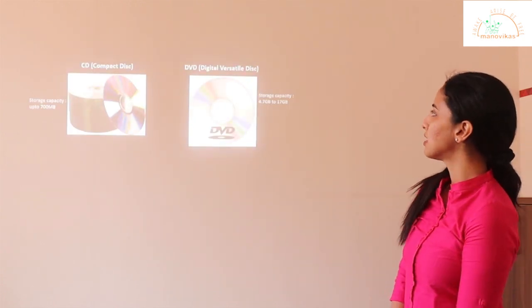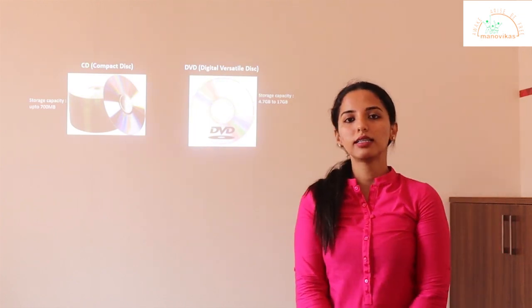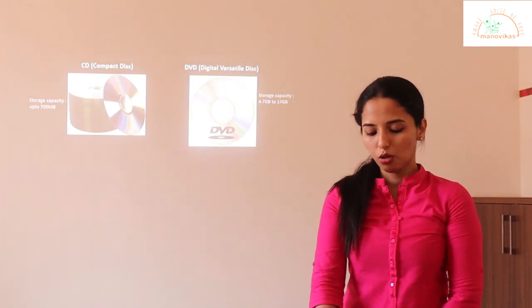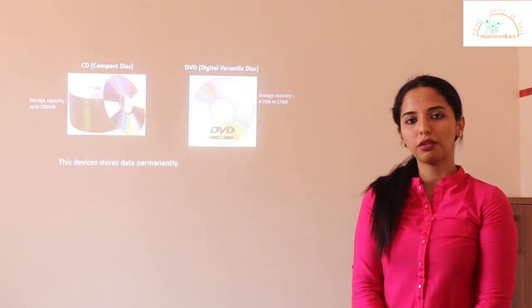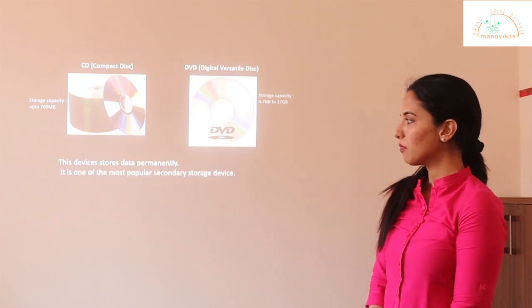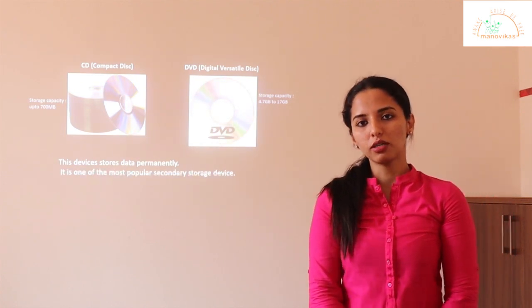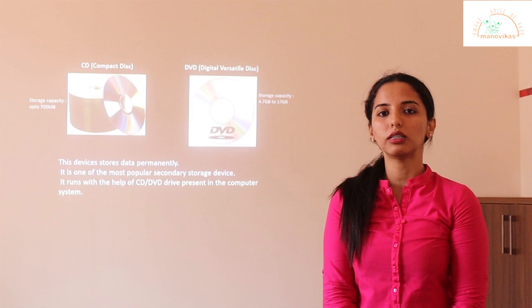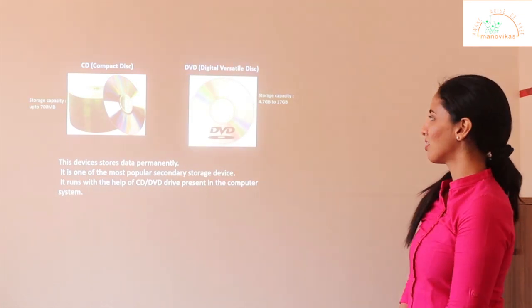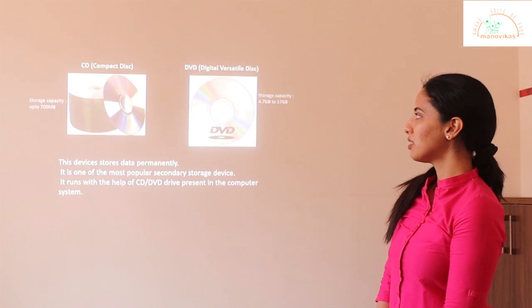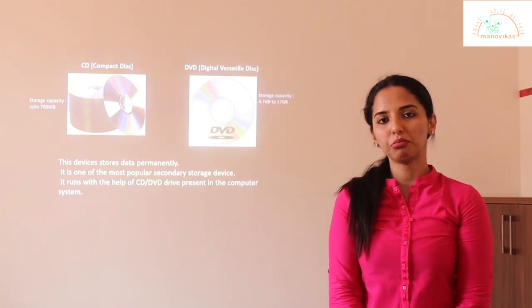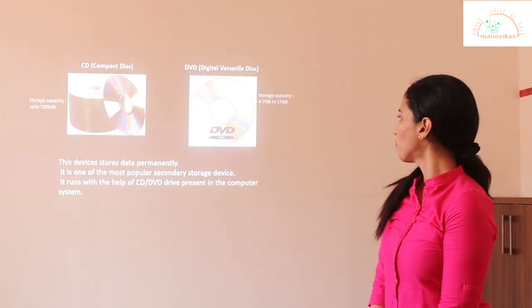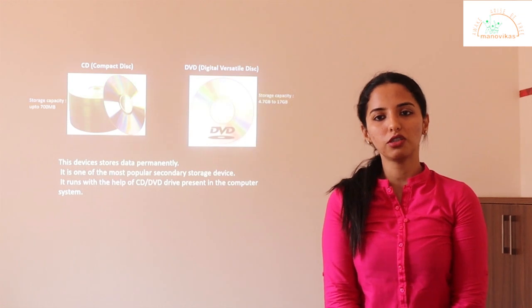Next what we have is a CD and a DVD. CD, a compact disc. DVD is a digital versatile disc. Both of these devices store information permanently. It is one of the most popular secondary storage device. It runs with the help of a CD or a DVD drive. The storage capacity of a CD is up to 700 MB, whereas of a DVD, the storage capacity varies from 4.7 GB to 17 GB.